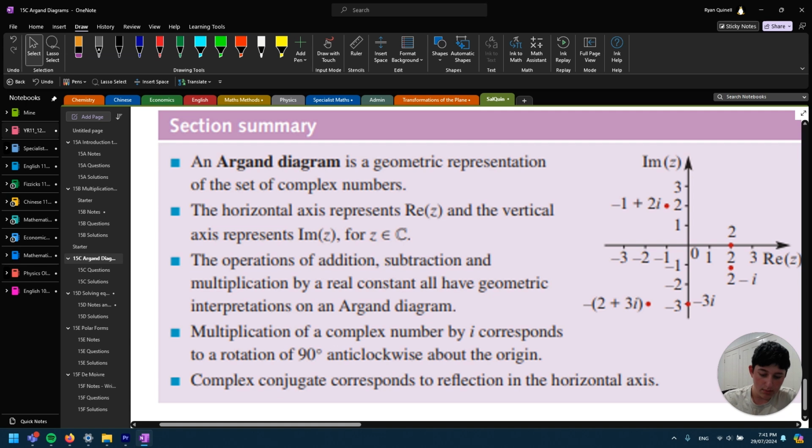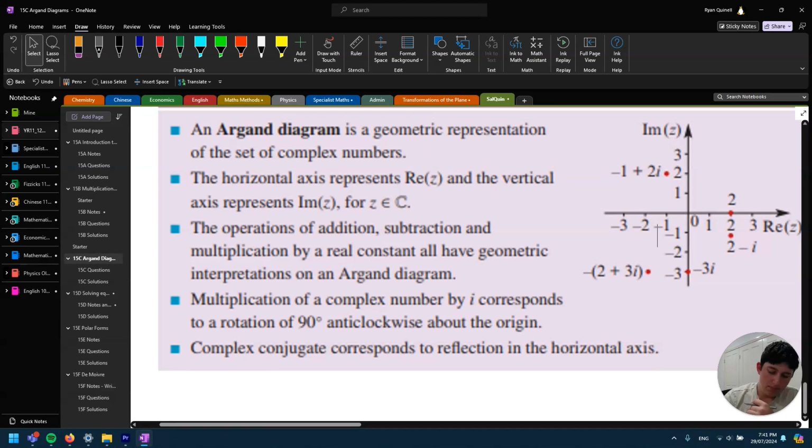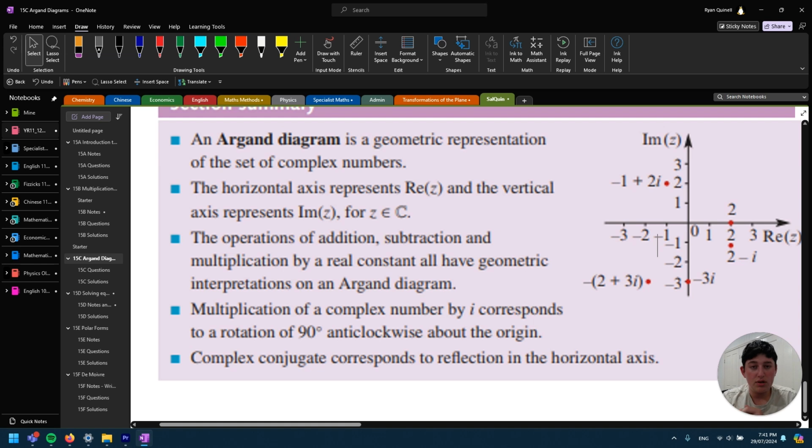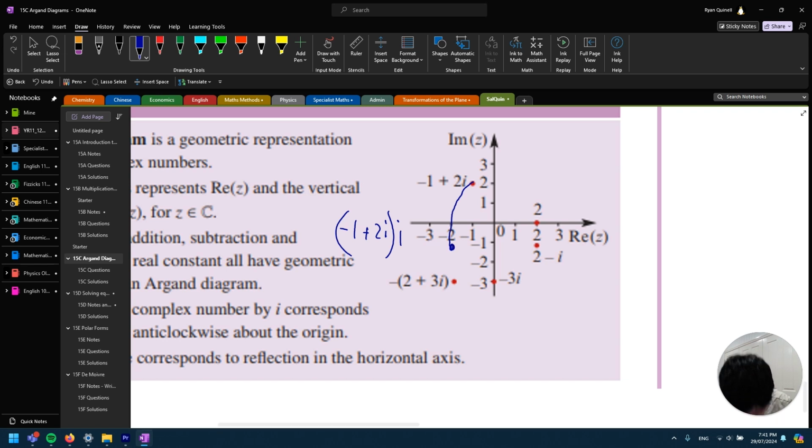Every complex number, with the operations of addition, subtraction, and multiplication by a real constant, has geometric interpretations, and they're basically coordinates on an Argand diagram. Multiplication by the complex number i, so say if you have -1 plus 2i and you times it by i, it basically shifts it 90 degrees. Pretty simple.